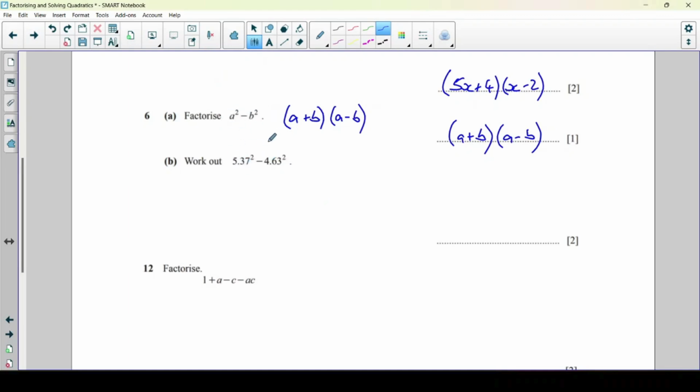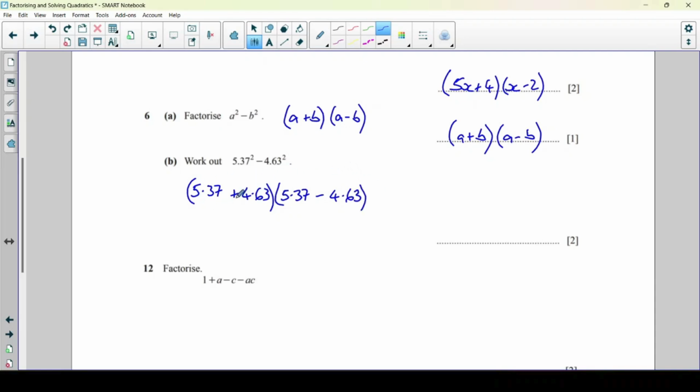So all I'm going to do is I'm going to factorise this exactly like I did above, but A is 5.37, so I'm going to write 5.37 plus B. B is 4.63. So that's like the first bracket, A plus B. Now I want the second bracket, A minus B. 5.37 subtract 4.63.